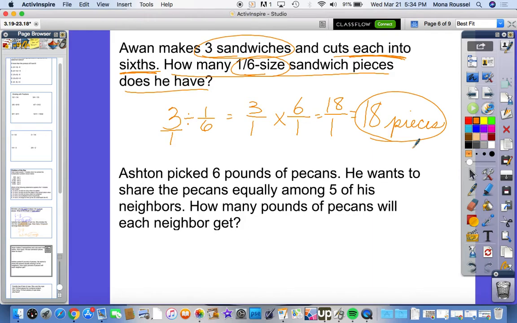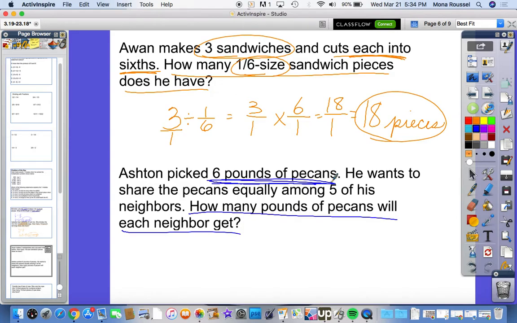Now on this last one, Ashton picked 6 pounds of pecans. He wants to share the pecans equally among 5 of his neighbors. How many pounds of pecans will each neighbor get? Our question is asking how many pounds of pecans will each neighbor get? Well, how many pounds of pecans do they have? It tells us right here. He picked 6 pounds. That's the amount that he starts with.